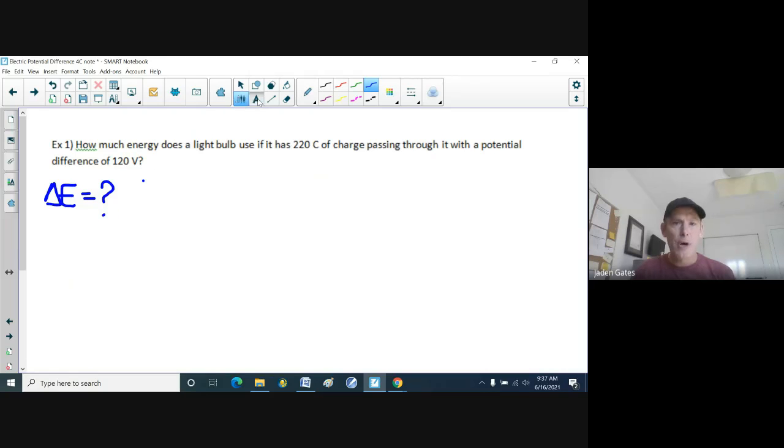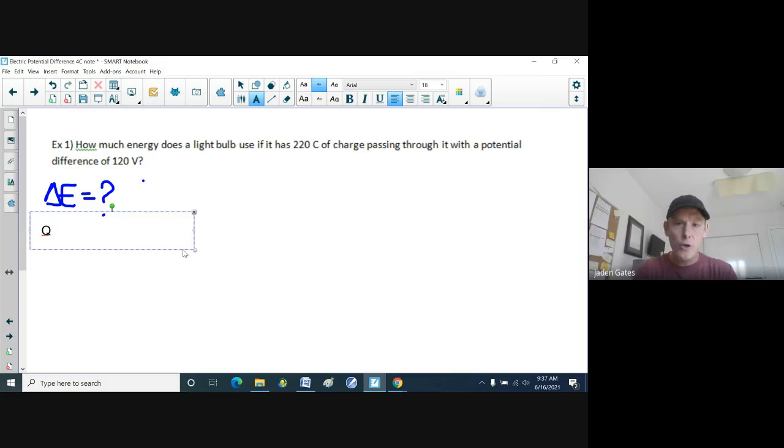Now, this light bulb has a charge of 220 coulombs. So that's our Q value, 220 coulombs. The voltage or potential difference, again, they call it potential difference because potentially you're carrying these positive and negative charges apart, and they want to, opposites attract, and they want to go towards each other. And that voltage is 120.